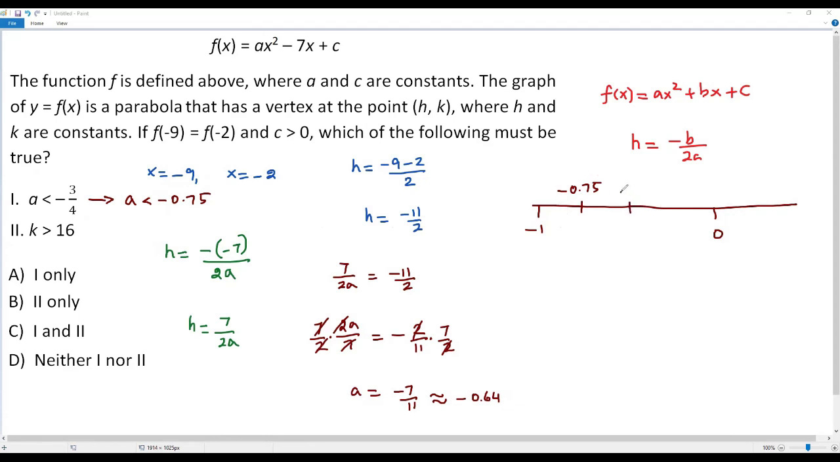Let me take it over here, negative 0.64. Always the value we have on the right side is greater than the value on the left side on the number line. So clearly negative 0.64 is greater than negative 0.75. But the first statement says the value of a is less than negative 0.75, but the value we got for a is greater than negative 0.75, because we have this value to the right side of negative 0.75 in the number line. So the first statement, a less than negative 3/4, is incorrect.